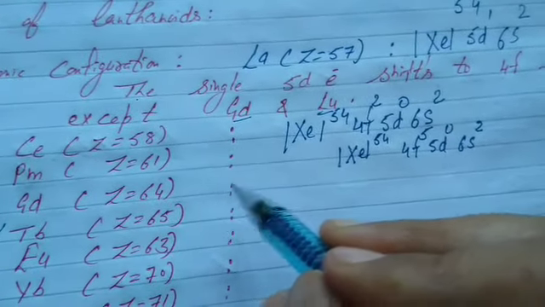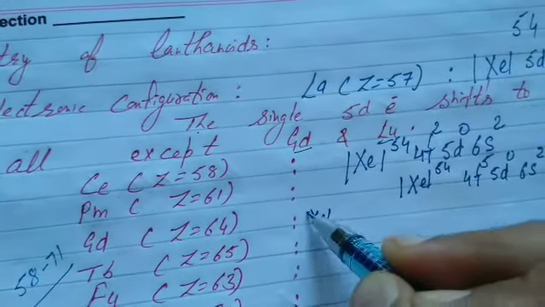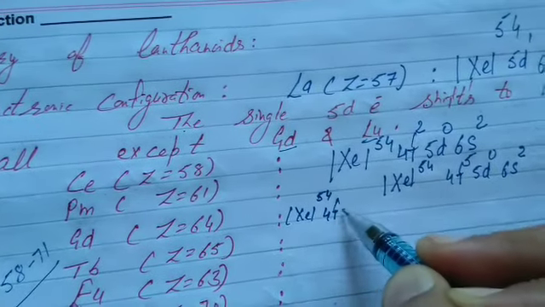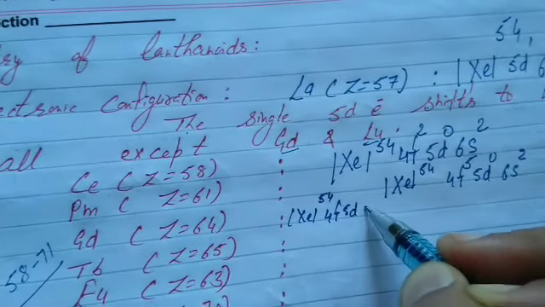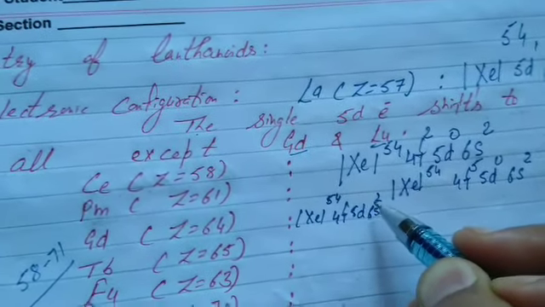What's the electronic configuration of gadolinium? Again, students, nearest noble gas xenon. What I tell you, what will we write? 4f 5d and 6s. 5d and 6s2, 56. How much left? 8.